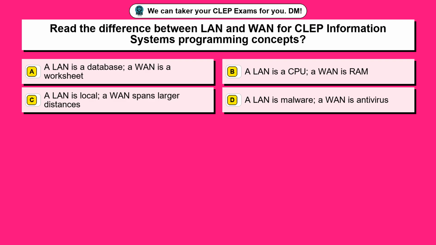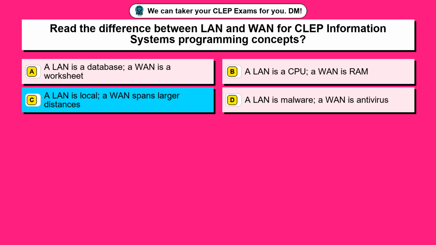Question 57. Read the difference between LAN and WAN for CLEP Information Systems programming concepts. Option A. A LAN is a database, a WAN is a worksheet. Option B. A LAN is a CPU, a WAN is RAM. Option C. A LAN is local, a WAN spans larger distances. Option D. A LAN is malware, a WAN is antivirus. The correct answer is option C.